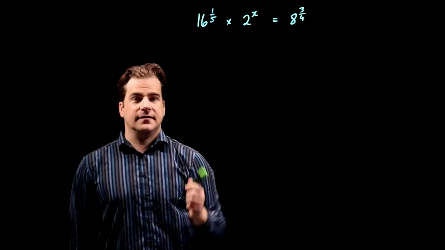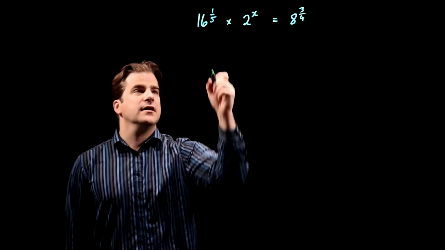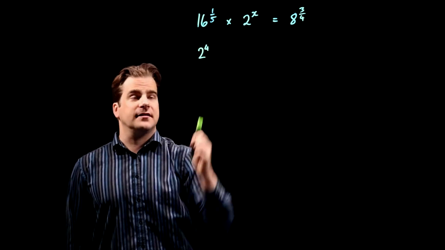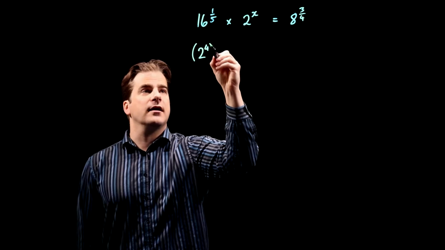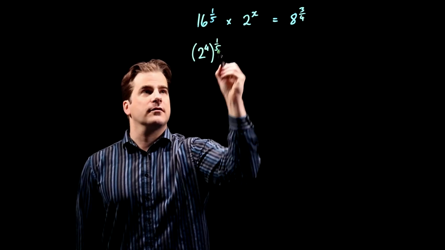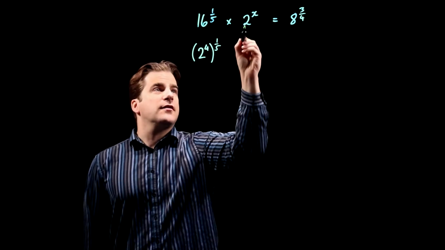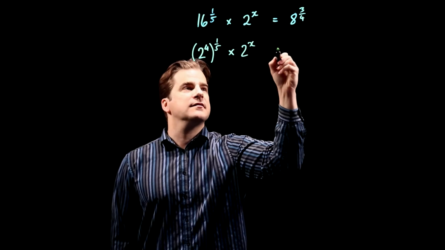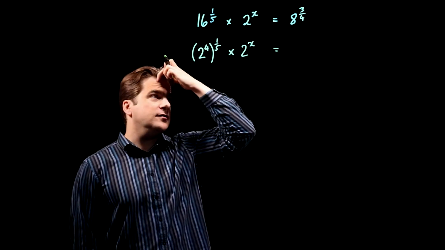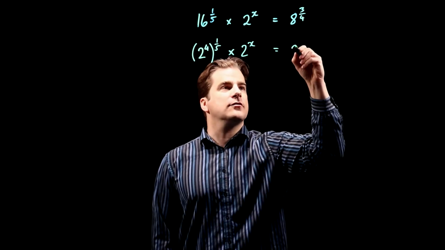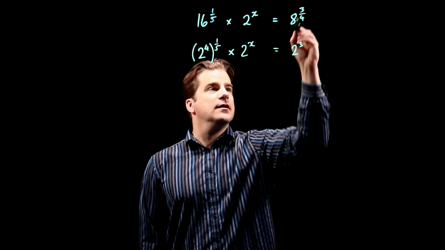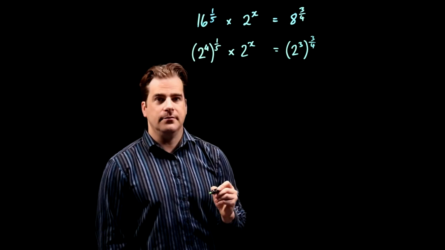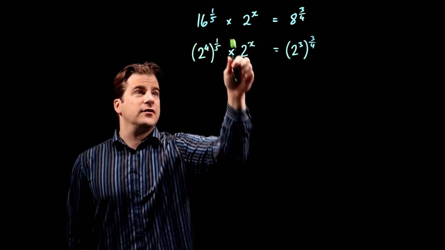16 is 2 to the power of 4, right? So you simply write 2 to the power of 4, that's 16, and that whole thing is to the power of a fifth. That's already base 2, so we leave that alone, times 2 to the power of x equals 8, which is 2 to the power of 3. So 2 to the power of 3, that's the 8, and that whole thing is to the power of 3/4. Do that whenever you have this sort of question.